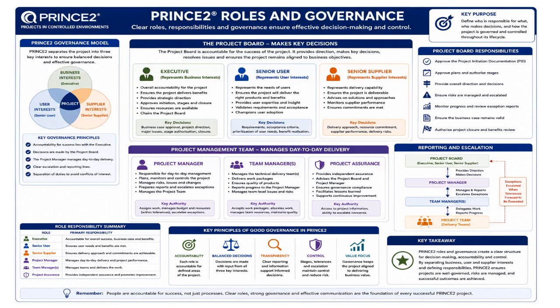On the right-hand side, the slide lists the key responsibilities of the project board. These include approving the PID, authorizing stages, reviewing progress, managing escalated risks, ensuring the business case remains valid, and authorizing project closure. Importantly, the project board does not manage day-to-day delivery activities. Instead, it provides governance oversight and strategic decision-making.